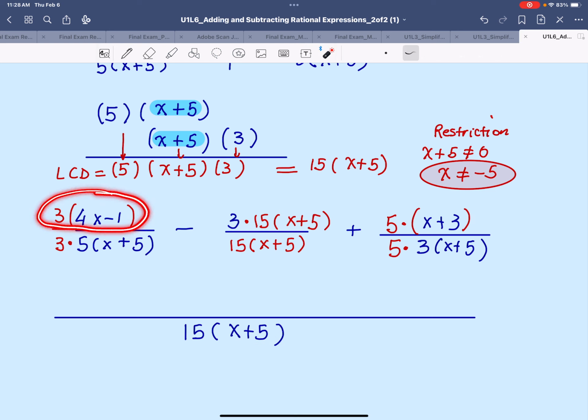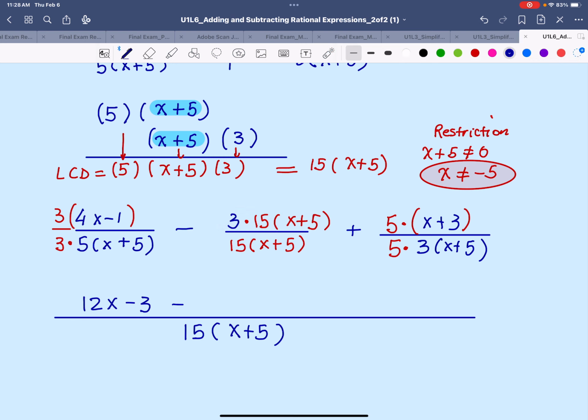So we have the first numerator here, 3 times 4x, 3 times negative 1. So that's 12x minus 3. Now, next we have minus 15. And we'll take a little bit of time in here so no one gets lost in the process. So I'll multiply first the 3 and 15. Obviously, you can skip this step and just expand the whole thing. And then lastly, we have 5 times x, 5 times 3. So 5x plus 15.